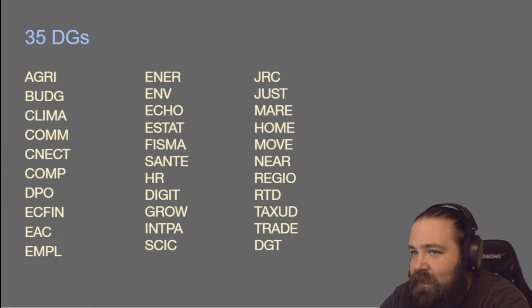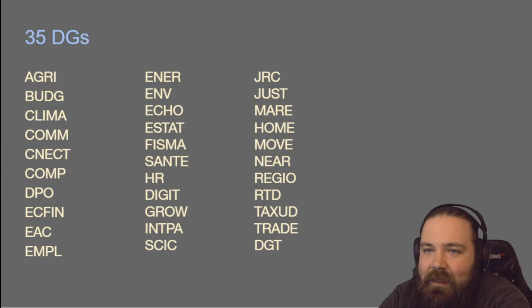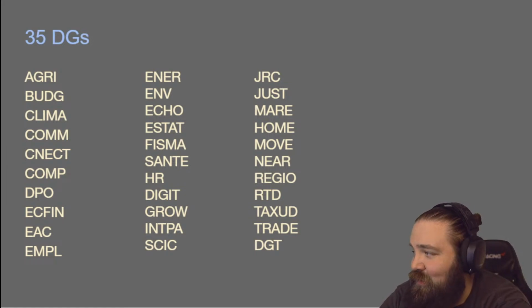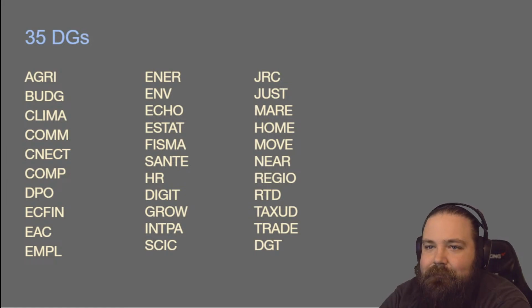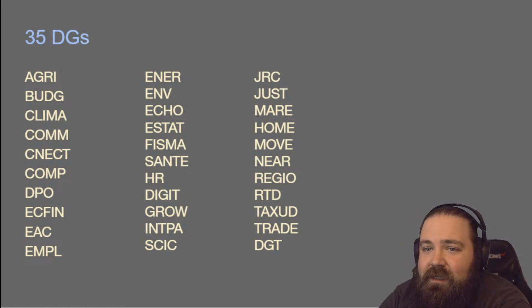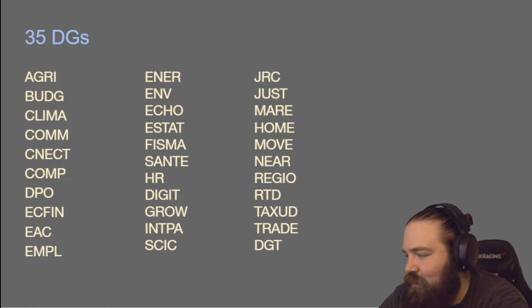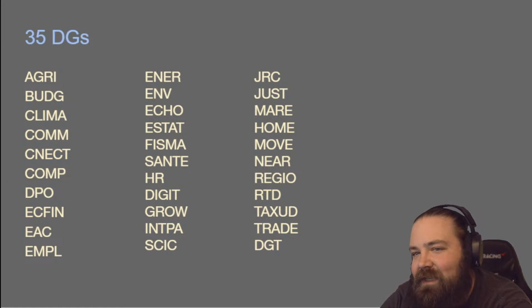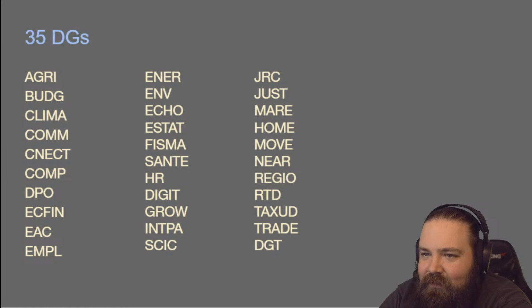MOVE is Mobility and Transportation, European Commissioner of Transport. They're responsible for transportation. NEAR is Neighborhood and Enlargement Negotiations. That's about should the European Union expand, how they're going to do it, and development within. Regio is Regional and Urban Policy, right? Development within regions of the European Union. RTD is Research and Innovation, also under the office of the European Commissioner for Research, Innovation, and Science. It's Research and Development.